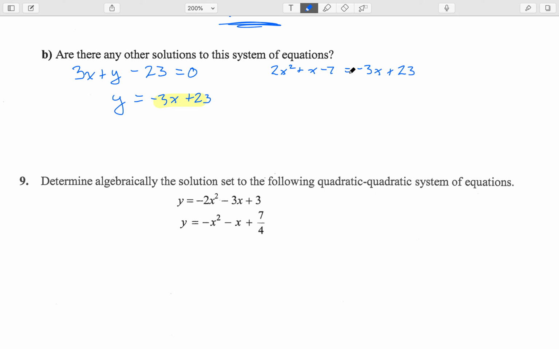This is a quadratic. Add on 3x to both sides. I'm going to get plus 4x. Minus off 23, minus off 23. I'm going to get minus 30. Okay, so 2x squared plus 4x minus 30. I can divide everything by 2. Now, I'm not going to factor out 2. I don't need to do that, because here's a faster thing to do. Just divide everything by 2. Why? Because 0 divided by 2 is still 0. This becomes x squared plus 2x minus 15.